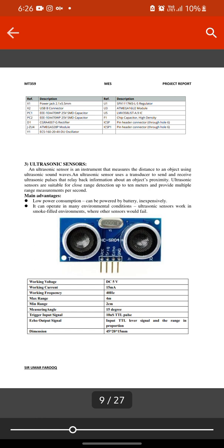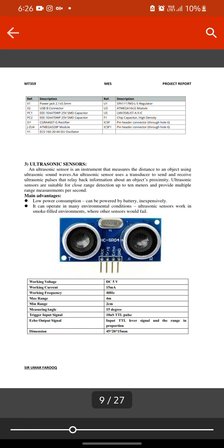Then we come to the ultrasonic sensor. An ultrasonic sensor is an instrument that measures the distance to an object through sound waves. It throws a signal from a trigger and echo pin. The signal collides and comes back to the ultrasonic sensor, and it detects the distance between two boundaries, or we can say between point A and B.